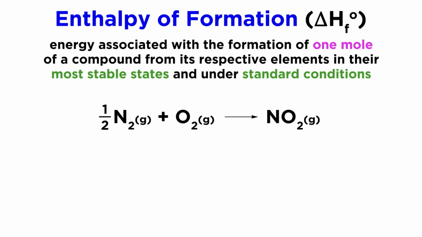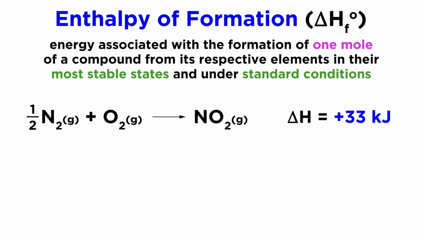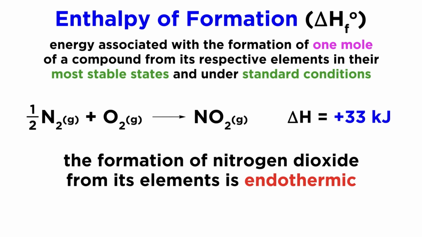Looking at another example, in order to form 1 mole of nitrogen dioxide, we would need a half a mole of nitrogen molecules and 1 mole of oxygen molecules. We need to use the 1/2 for nitrogen because we need the correct stoichiometric amounts to specifically make only 1 mole of the compound in question, in this case nitrogen dioxide, even if that results in fractional coefficients. The change in enthalpy associated with this reaction would be 33 kilojoules, so formation of NO2 from its elements is not energetically favorable.